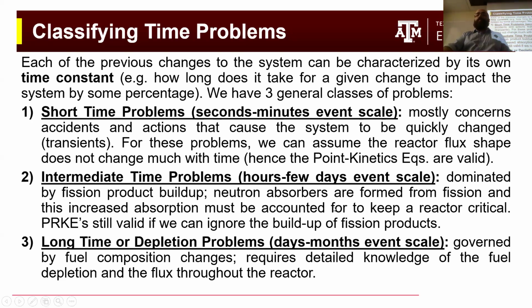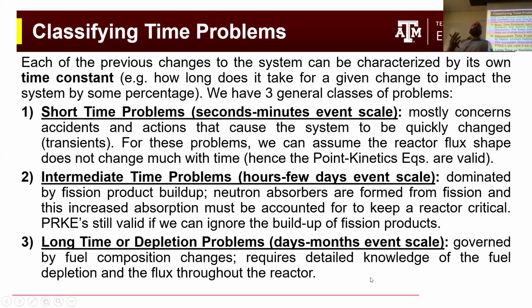The intermediate time problems, so we're talking about hours to days, are going to be more influenced by the buildup of fission products, things that add absorption to our system. That's going to be the main thing that influences our intermediate time problems. And if we ignore the buildup of fission products, then the point reactor kinetics equations can still be relatively accurate, even if we're talking about a few hours into a transient.